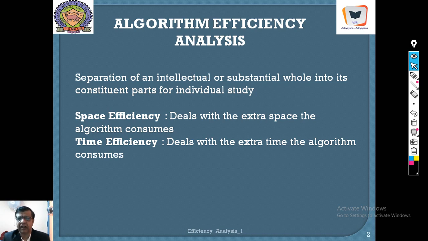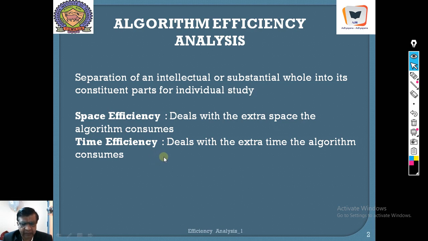So algorithm efficiency would only mean examining the efficiency of the algorithm with respect to two resources. One, the space efficiency, the other, the time efficiency. By analysis of space efficiency we mean how much extra space an algorithm consumes when compared with some other algorithm. Of course, these are all relative terms.